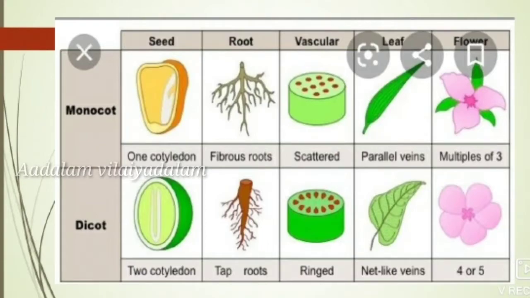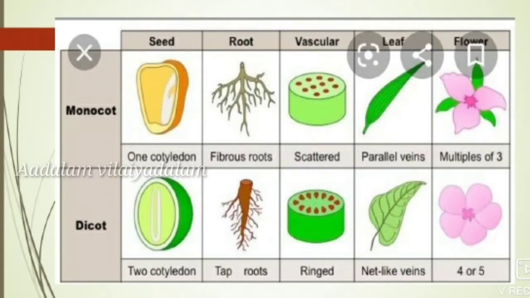And next one is vascular tissues. In dicotyledons the vascular tissues are arranged in a ring. In monocotyledons the vascular tissues are scattered. And leaf: reticulate venation is present in the leaves of dicotyledon plants, but parallel venation is present in the leaves of monocotyledon plants.